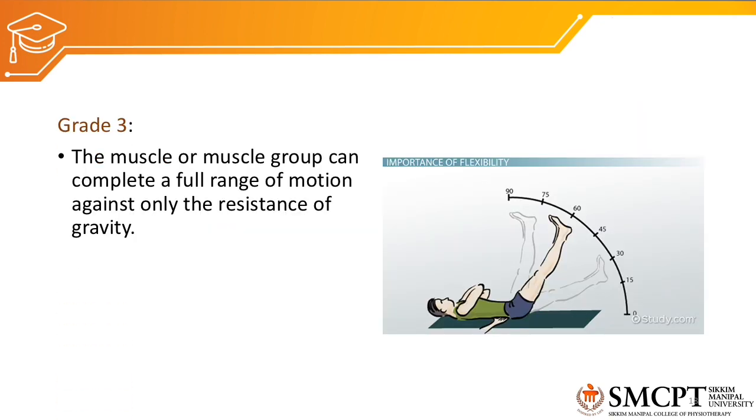Grade 3, if the patient is able to perform full range of motion against gravity but not against resistance, then it will be tagged as grade 3 muscle strength. Again, I would like to repeat, patient is able to perform only against gravity but not against therapist resistance or any external resistance. And again, I would like to stress on the point, patient is able to perform full range of motion against gravity, and that would be tagged as grade 3, or also precisely full available range of motion.